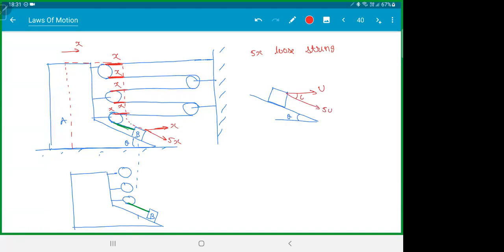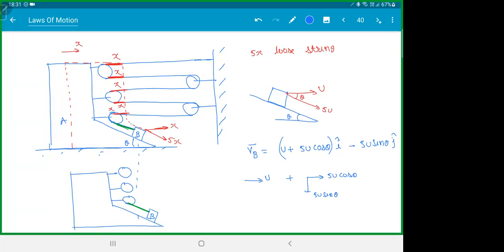5u this way, and this is theta. So velocity of B will be, resolving the vectors, u plus 5u cos theta i cap. And the vertical component is 5u sin theta j cap. So I just resolve the components. This is u, and I resolved 5u into 5u cos theta and 5u sin theta. Please check. If they ask you for the magnitude, square them and add them.